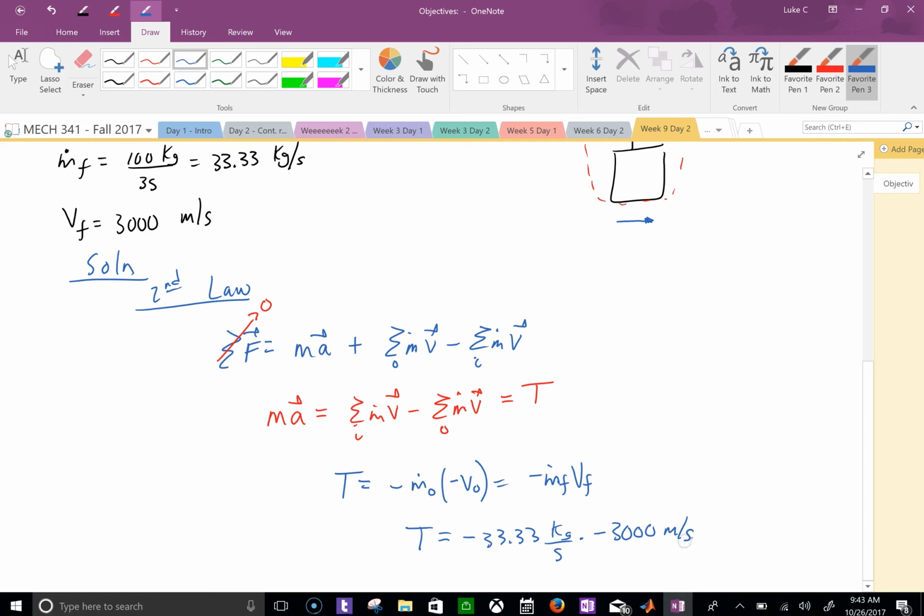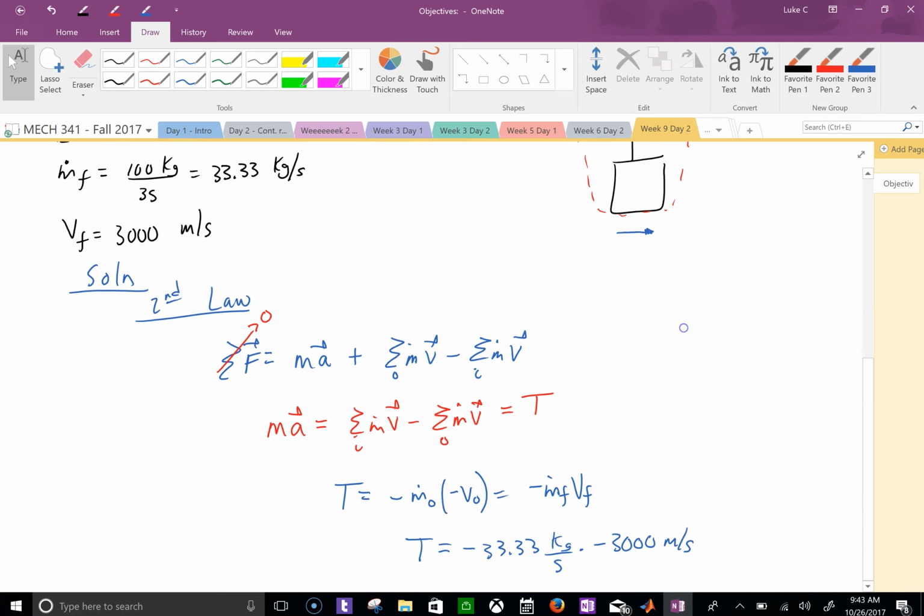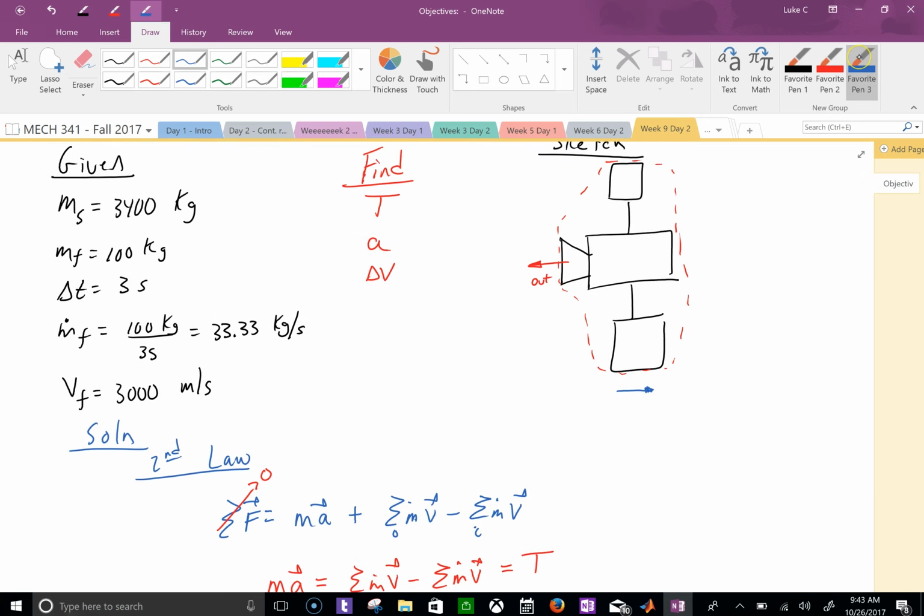Question about the wording of the problem. When it says it is traveling at constant velocity v naught, why is the 3,000 meters per second Vf and not v naught? The satellite is going at V naught, right? But the gases are shooting out at V out at 3,000 meters per second. The gas is coming out at 3,000 meters per second, but the satellite's not going that.